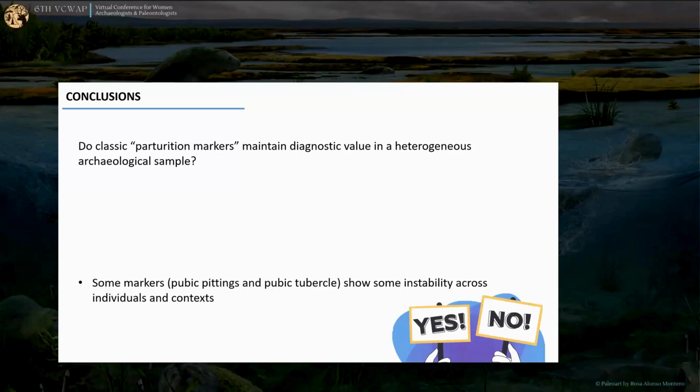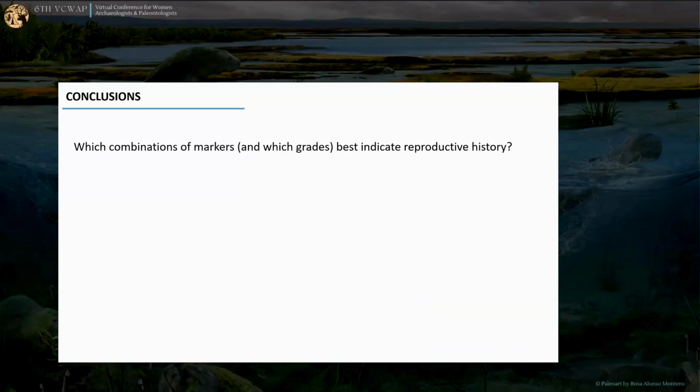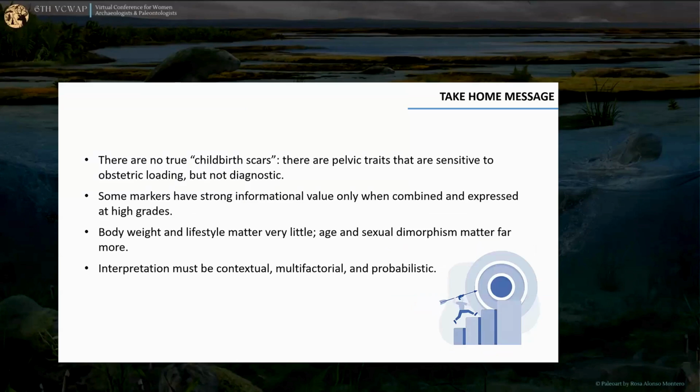We have some answer, because some markers work differently in different periods, but we have to be cautious with these results because our subsamples, especially in the Bronze Age, were very, very small. So I would say maybe. And which combination of markers and which grades best indicate reproductive history? More or less, we can identify high-information markers and combinations with possible obstetric sensitivity, but we cannot confirm it without individuals of known parity. So the take-home message from this talk is that there are no true childbirth scars.